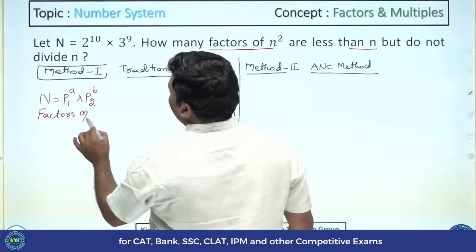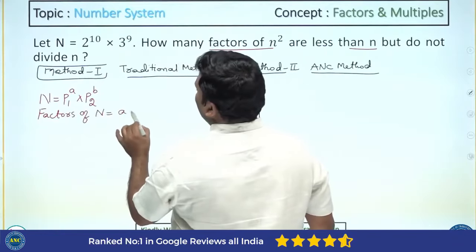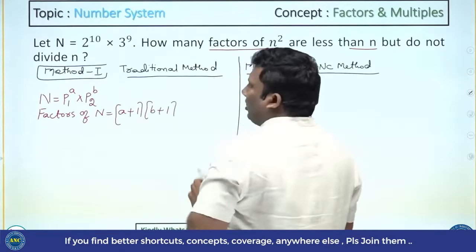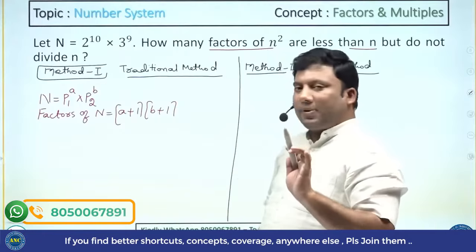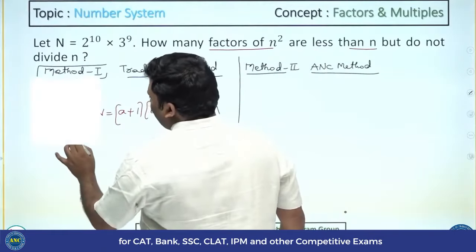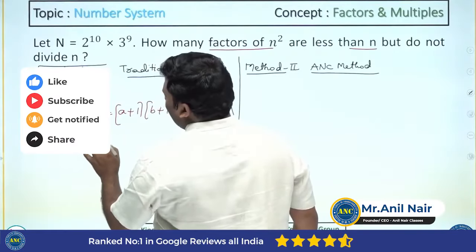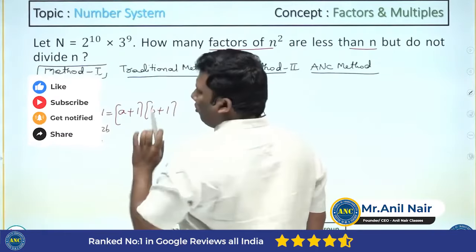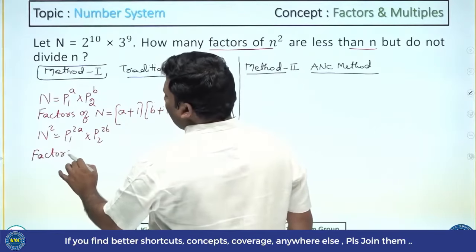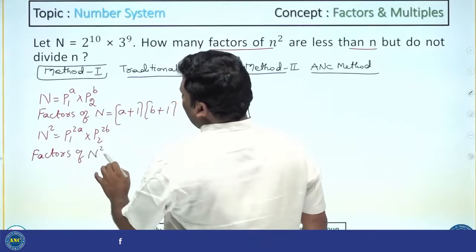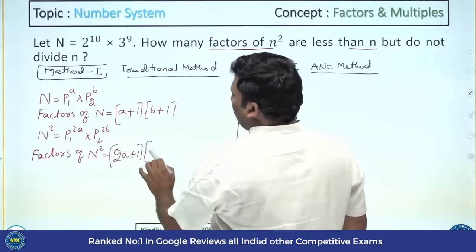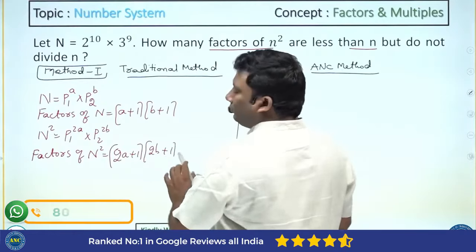Factors for n will be 0 to a plus 1, 0 to b, b plus 1. Factors for n will be a plus 1 into b plus 1. Next one, square. It will be p1 power 2a into p2 power 2b. Factors for n square will be 2a plus 1 and 2b plus 1. Are you all with me?